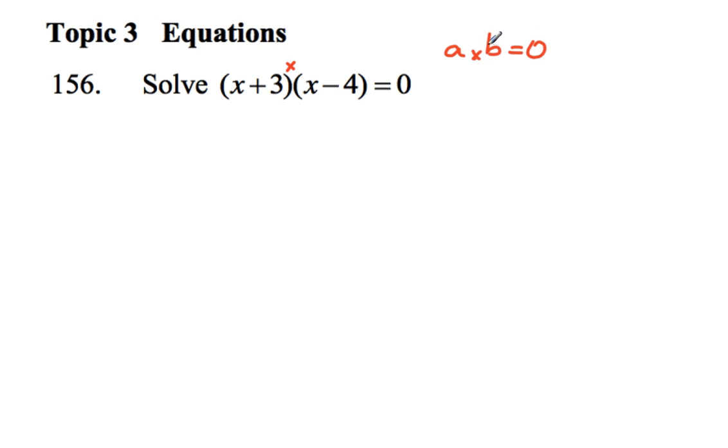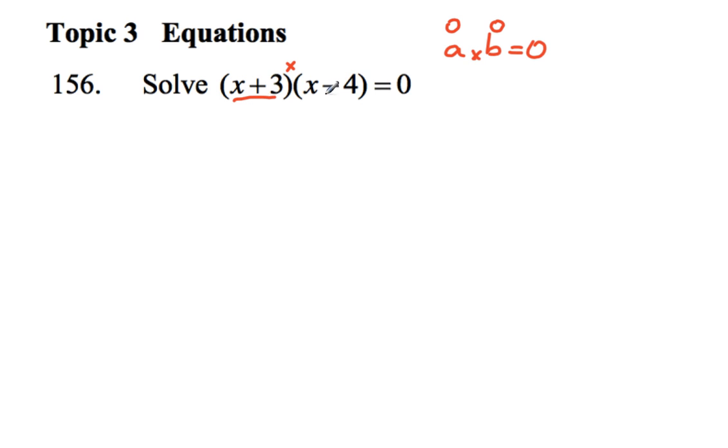Now, in order for two things to multiply together to give naught as the result, either A has to be naught or B has to be naught. If neither A nor B are 0, we can't get 0 as our product of those two things. So that's the idea we're using for solving quadratic equations here.